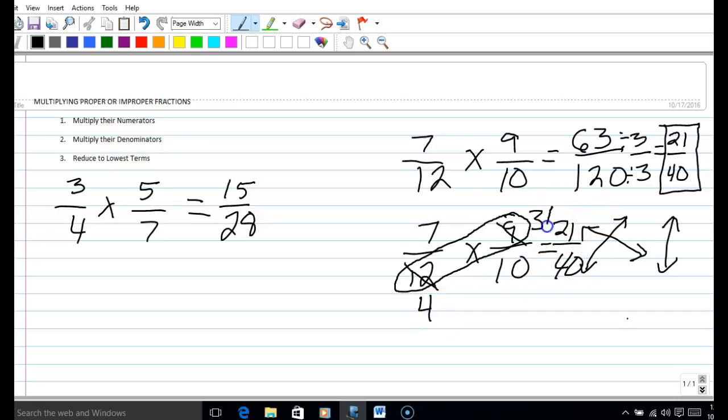So not only does cancellation make your arithmetic easier, it also makes it easier for you to express your product in lowest terms. Now you can only cancel when you are multiplying. You cannot cancel in addition or subtraction or division.